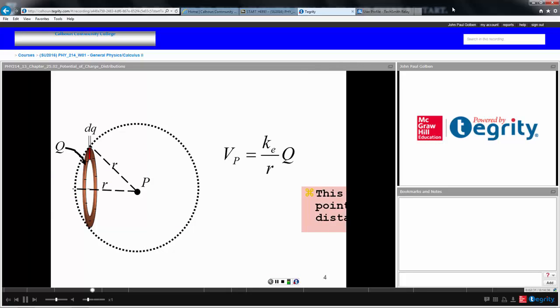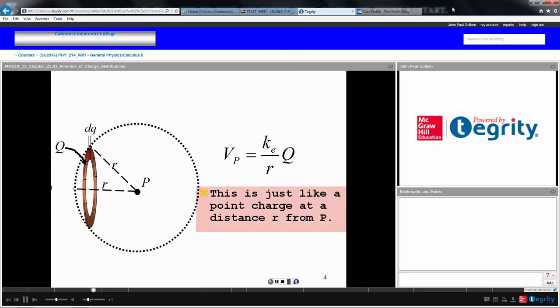In fact, if we were at point P, the potential that we would experience would be no different than if the ring of charge were a point charge located a pure distance r away from where we are. We wouldn't be able to know the difference.